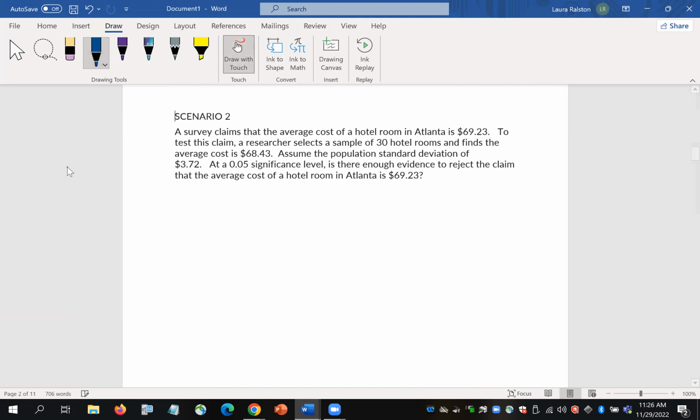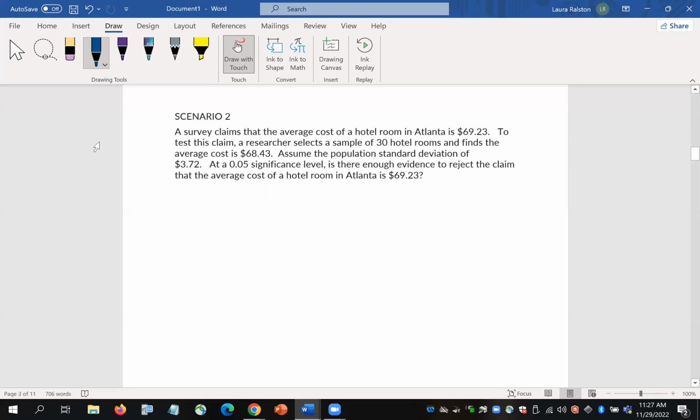Okay, scenario 2. A survey claims that the average cost of a hotel room in Atlanta is $69.23. To test this claim, a researcher selects a sample of 30 hotel rooms and finds the average cost is $68.43. Assume the population standard deviation of $3.72. At a 0.05 significance level, is there enough evidence to reject the claim that the average cost of a hotel room in Atlanta is $69.23?